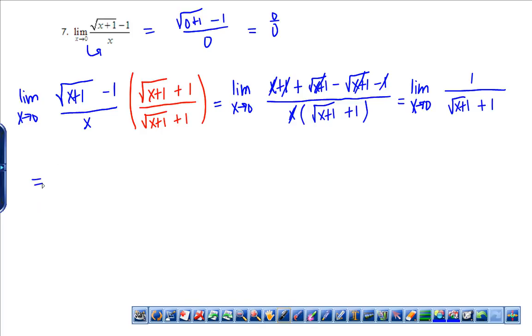So now I'm ready just to plug in my 0. So I have 1 over the square root of 0 plus 1, and then plus 1. So it simplifies down to 1/2. So as x approaches 0, my function is approaching 1/2.